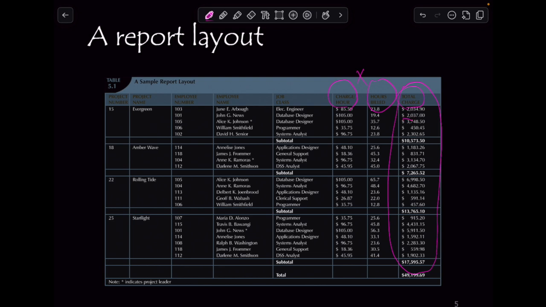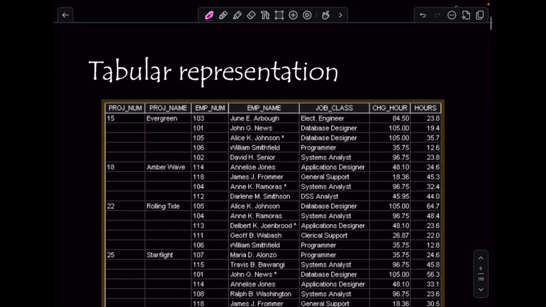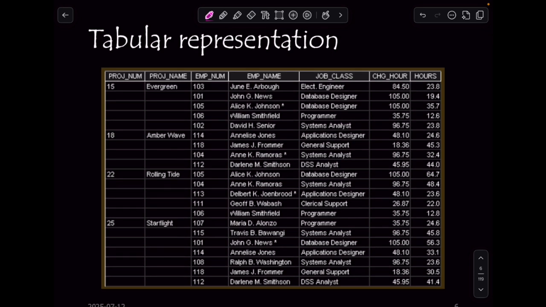The problem is, if you save this derived value in the table, later when you update, for example, charge hour or hours billed, you need to manually update the total charges as well. Sometimes if you forget to update this derived value, it can cause serious problems in the future. The bottom line here is, if there is any derived value, you don't need to save it in the database.